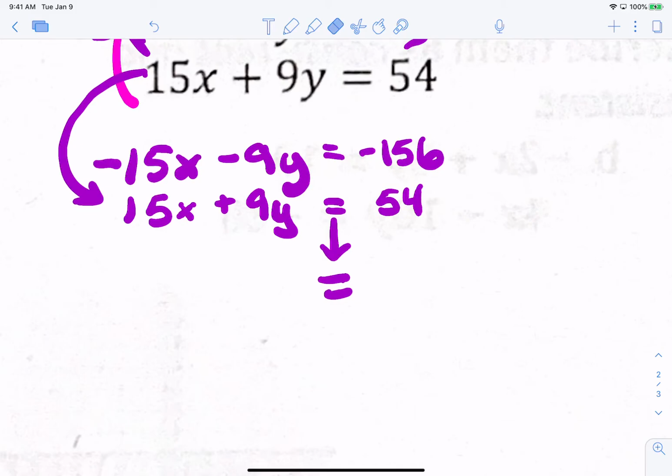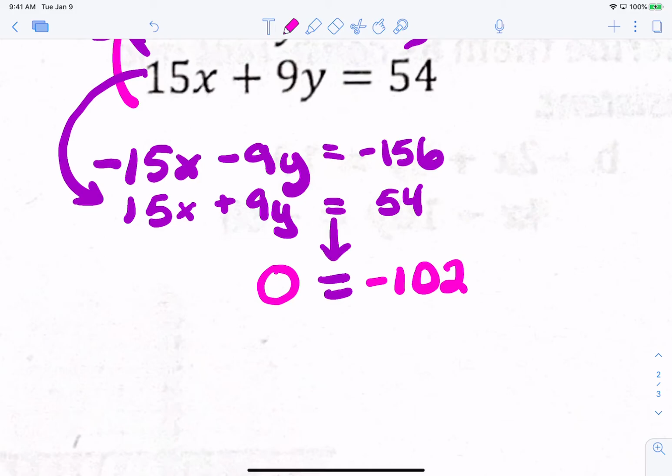Negative 15x plus 15x. What's that give you? 0x, or just 0. What's negative 9y plus 9y? 0. So I have 0 on this side. All right, now I have negative 156 plus 54. Negative 102. Is that right? Maybe. I'm pretty sure. Negative 102.